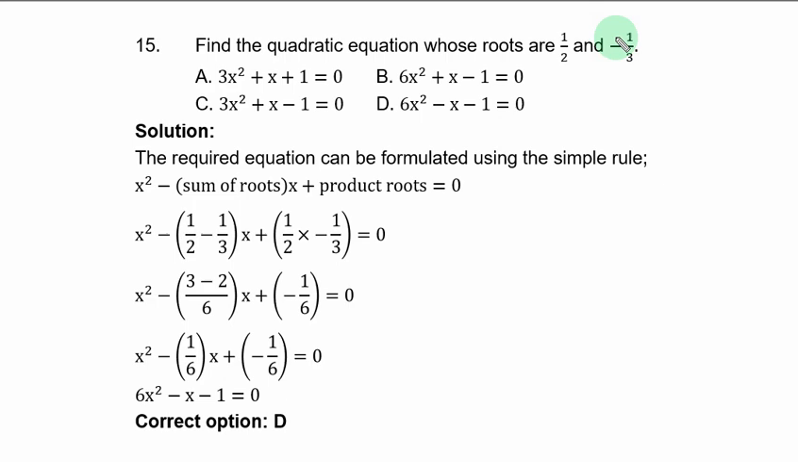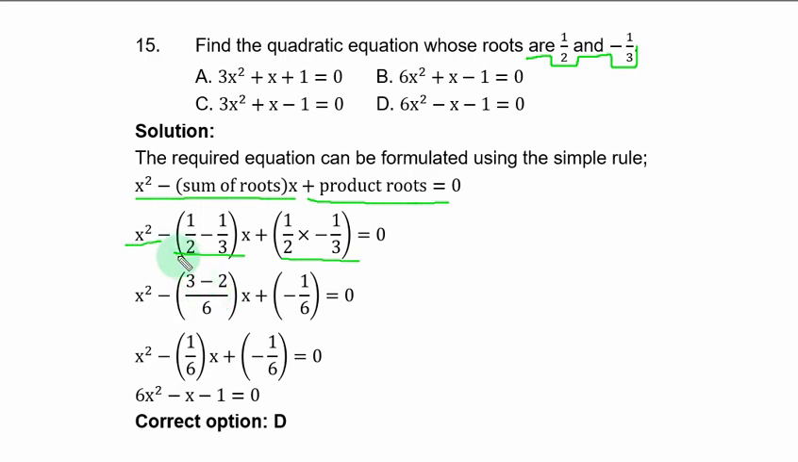Question 15. Find the quadratic equation whose roots are 1 over 2 and minus 1 over 3. To formulate such equation, you simply use the rule s squared minus sum of roots times s plus product of roots equal to 0. So you have s squared minus, this is the sum of roots times s plus product of roots equal to 0.